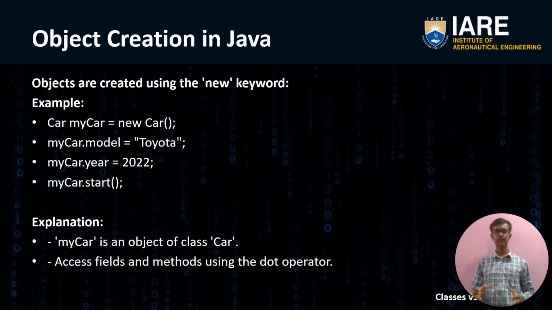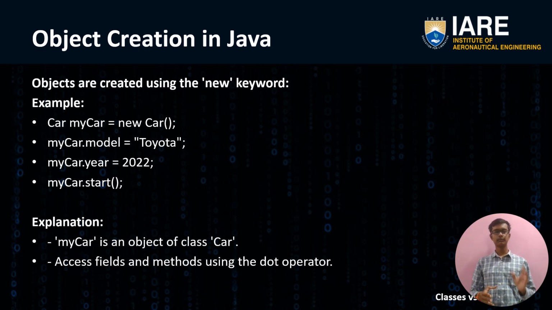Car myCar is equal to new Car parentheses, myCar dot model is equal to Toyota in quotation marks, which we use to define strings, and myCar dot year is equal to 2022, and myCar dot start in parentheses. And the explanation for this is that myCar is an object of class Car, or an instance of class Car, and to access the fields and methods we have to use the dot operator.